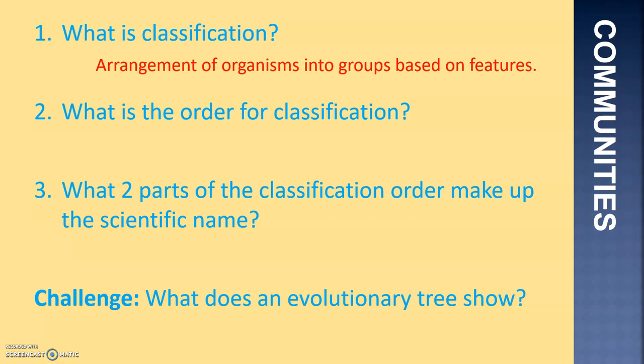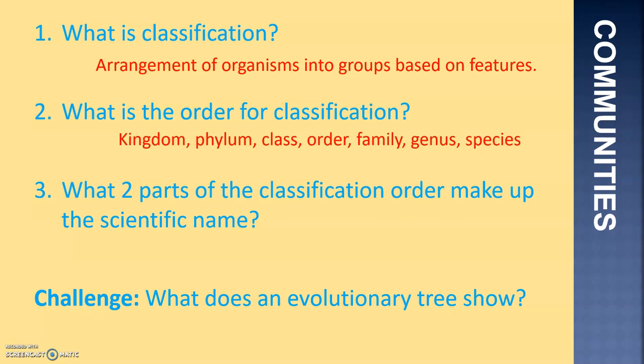Now, the second question is asking you, what is the order of classification? Now, here's the order. We've got kingdom, we've got phylum, we've got class, we've got order, we've got family, we've got genus, and we've got species. That is actually the order, okay? Did you get that right as well? Job well done to you if you've got it right. If you mixed up the order, that is fine. Just make sure you use your green pen to correct that.